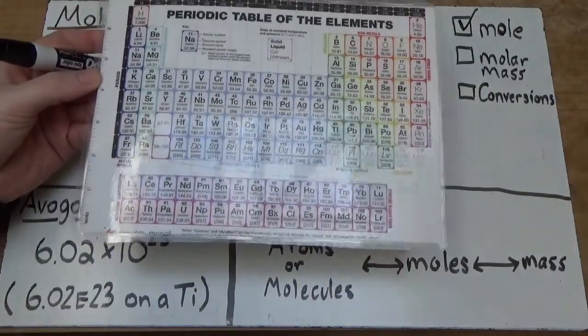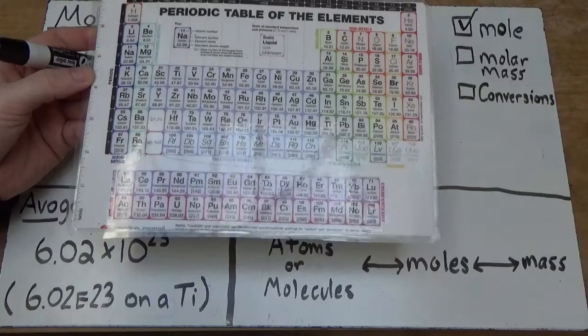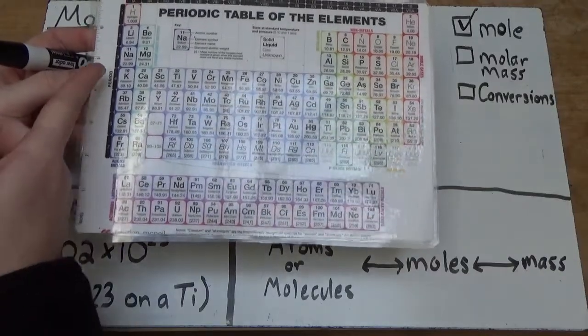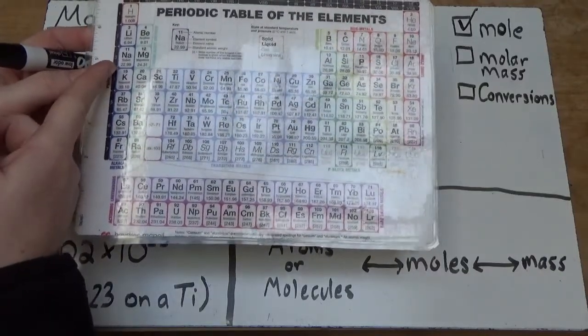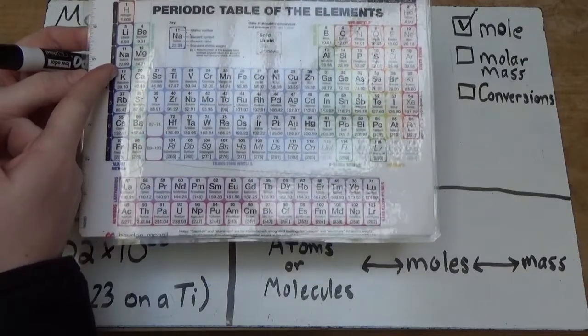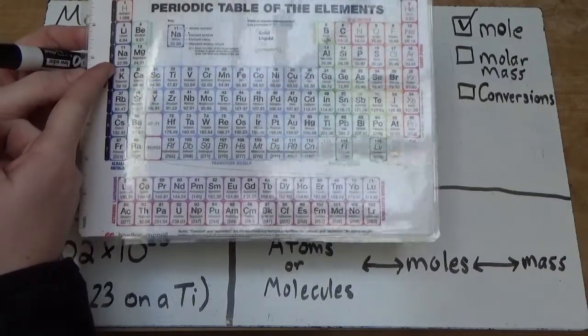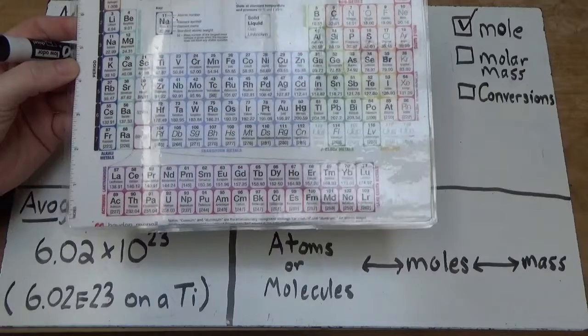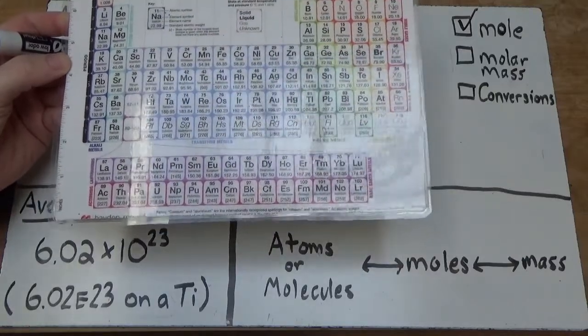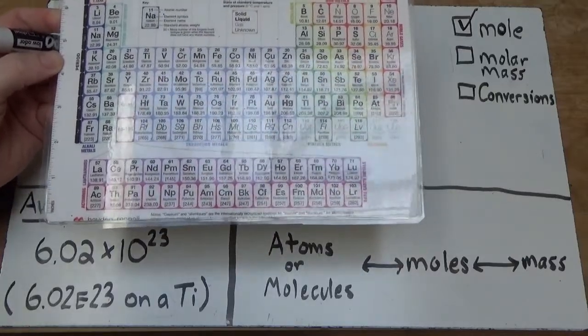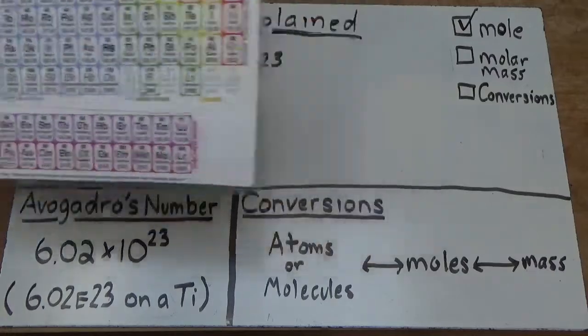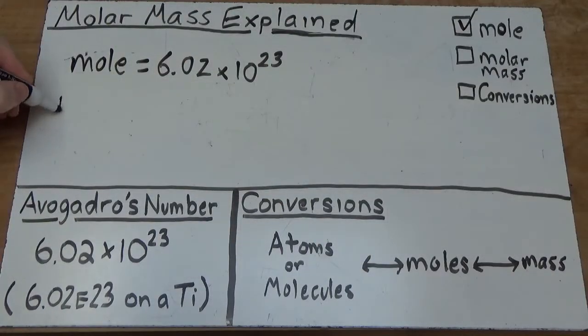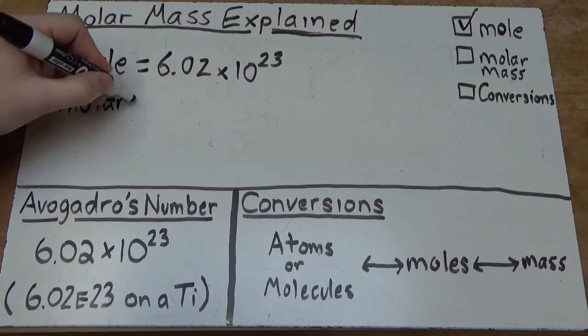Our periodic table has a few numbers that are associated with each element. One of those numbers is always going to be a whole number, and it is the number of protons. This is called the atomic number. The other number is typically going to have a decimal place, and this is my average atomic mass. This is also known as my molar mass.